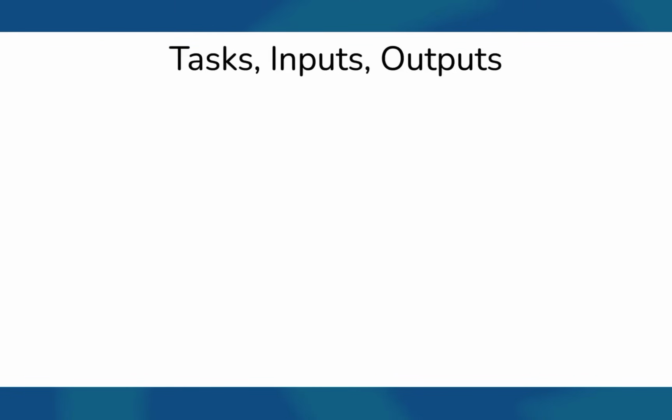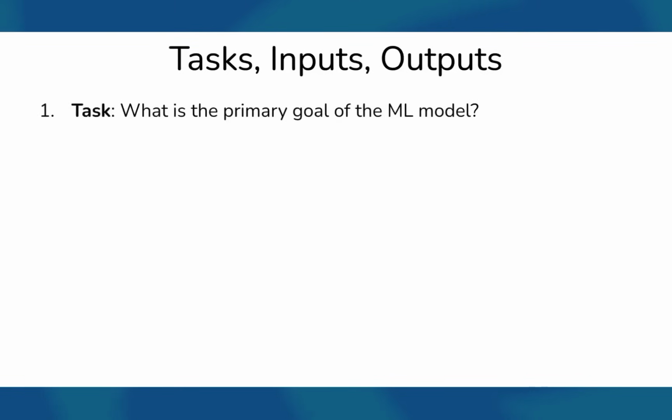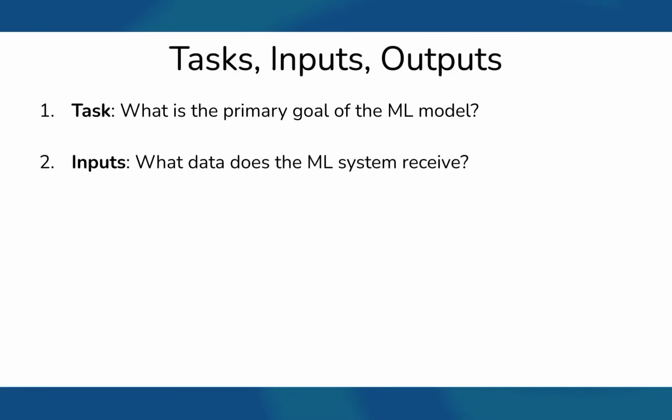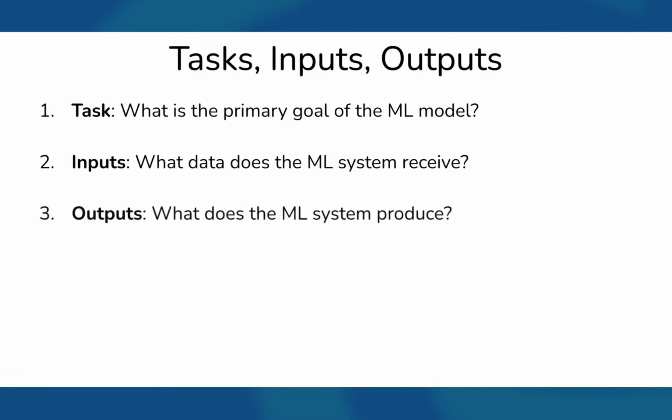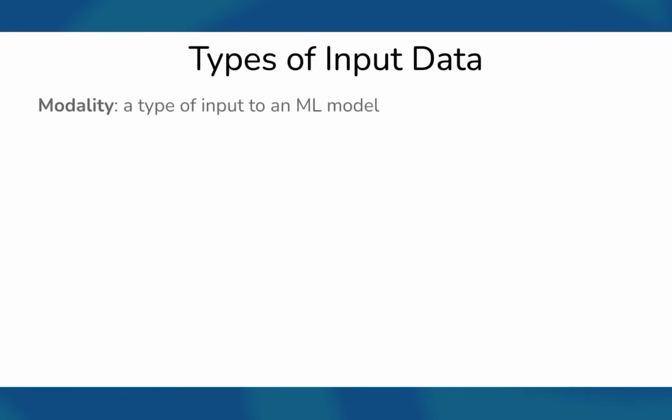So now let's look at the various tasks that machine learning models could be applied toward. So what's its goal? What's it trying to do? And then another question for analyzing a machine learning model is what type of data does it receive? And then finally, what does it produce? So we'll zoom into the types of data.